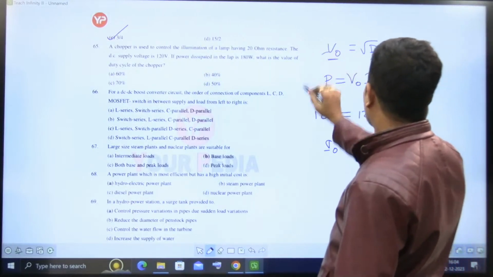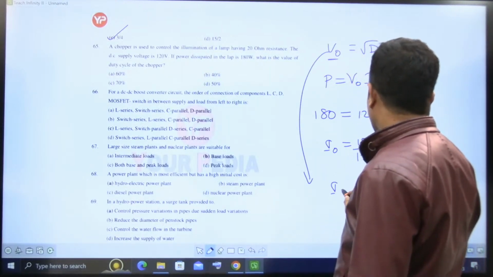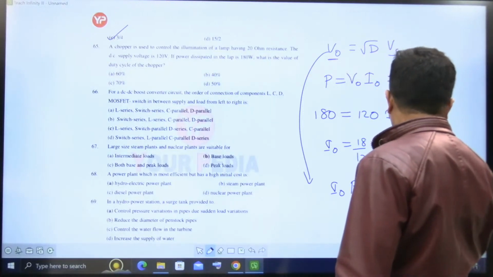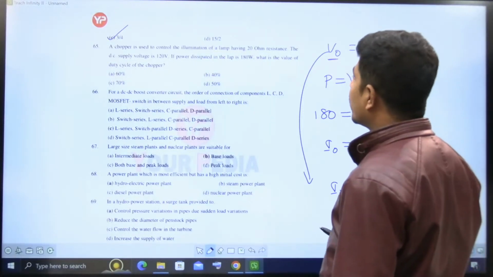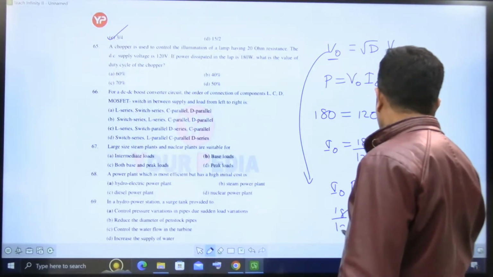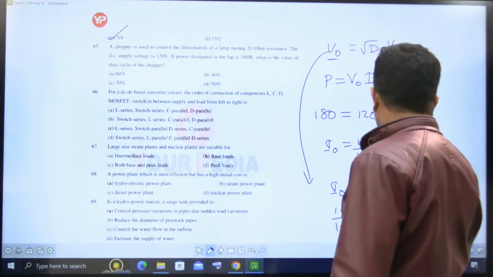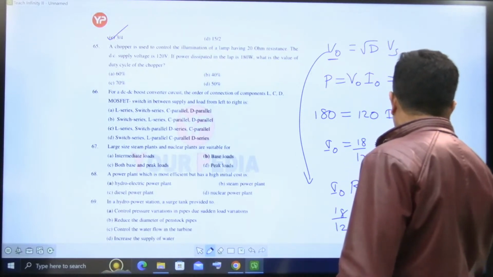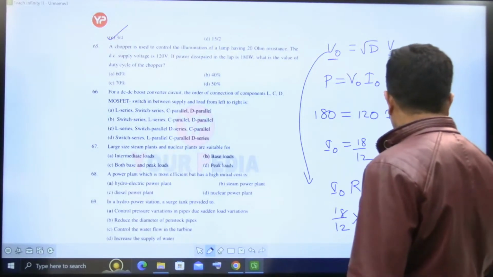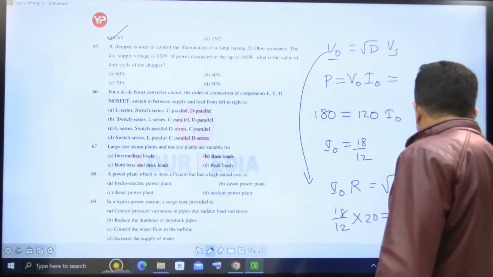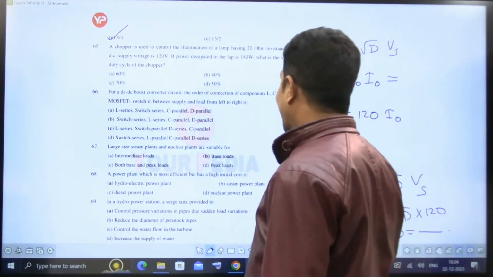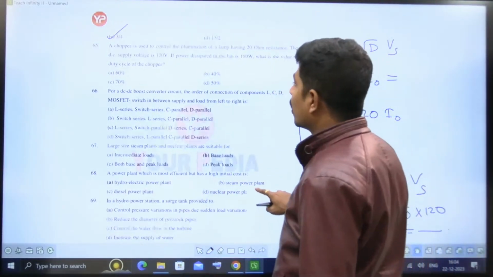So V naught is equal to, come to this formula. V naught is equal to I naught into R, because R is given, equal to root 2D into Vs. How much is I naught? 18 by 12 into how much is R? 20, into root 2D into Vs. How much is the supply voltage? 120 is given. From this one, you are going to get the value of D. Please calculate it and let me know.